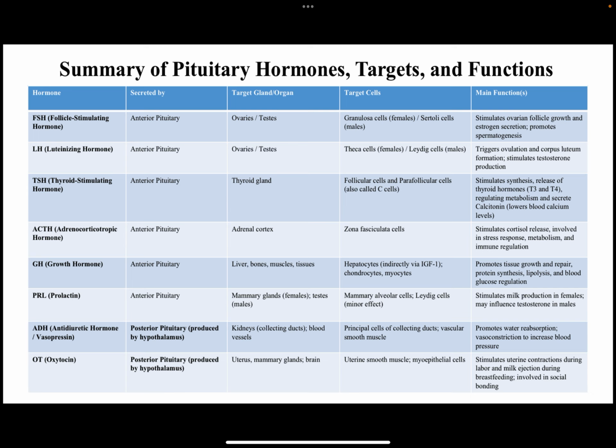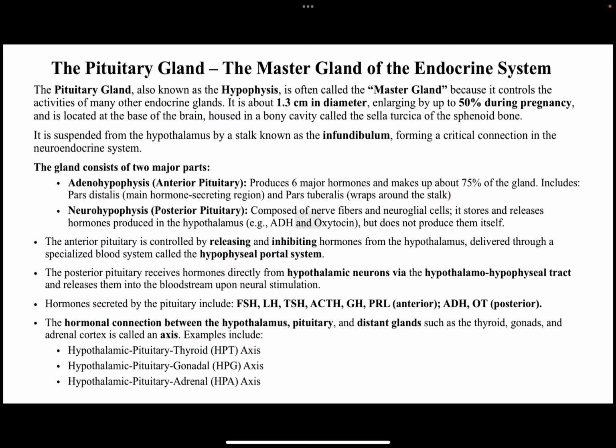So now we are done with the master regulator and the master gland. In summary, the pituitary gland is referred to as the master gland or the hypophysis. Okay, but it is often referred to as the master gland because it controls the activities of many other distant endocrine glands or organs. This gland is about 1.3 centimeters in diameter, enlarging up to 50% when a woman is pregnant. It is located at the base of the brain, housed in a bony cavity called the sella turcica of the sphenoid bone.